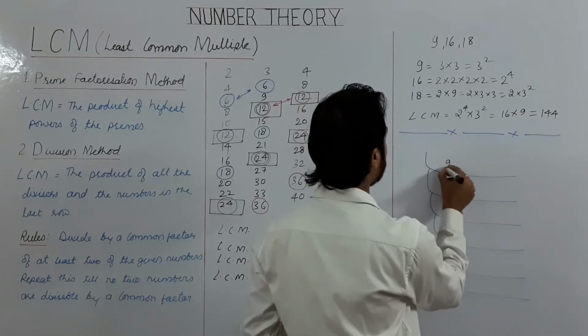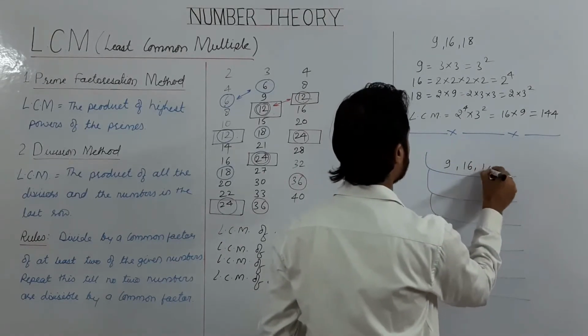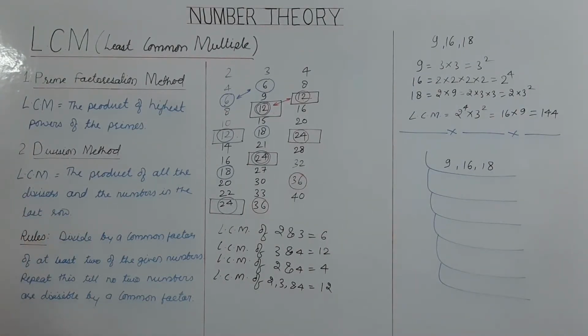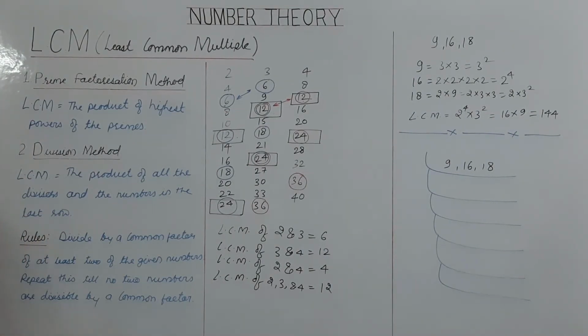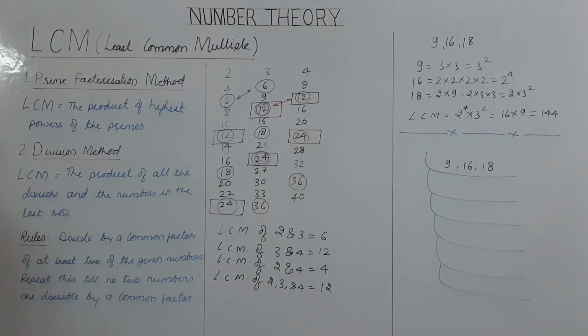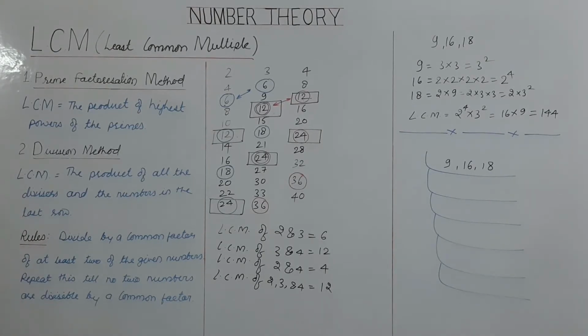Given numbers are 9, 16 and 18. Try to divide these three numbers by common factors, and while dividing, this is the rule: divide by a common factor of at least 2. So at a time, you have to take at least 2 of the given numbers. Repeat this till no two numbers are divisible by a common factor.